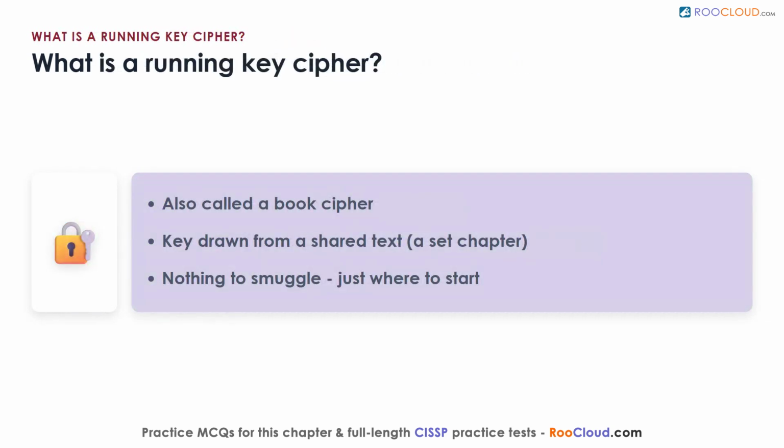What is a running key cipher, and why use one? A running key cipher, also called a book cipher, solves the pad's biggest headache, distributing long keys. Instead of shipping physical pads, both sides agree on a shared text. Say a specific chapter of a well-known novel. Starting at a set point, they draw as many characters as the message needs straight from that book to serve as the key. There is nothing secret to smuggle, only an agreement about where to begin reading. It is like two people holding the same paperback and pointing at the same paragraph to unlock a note.